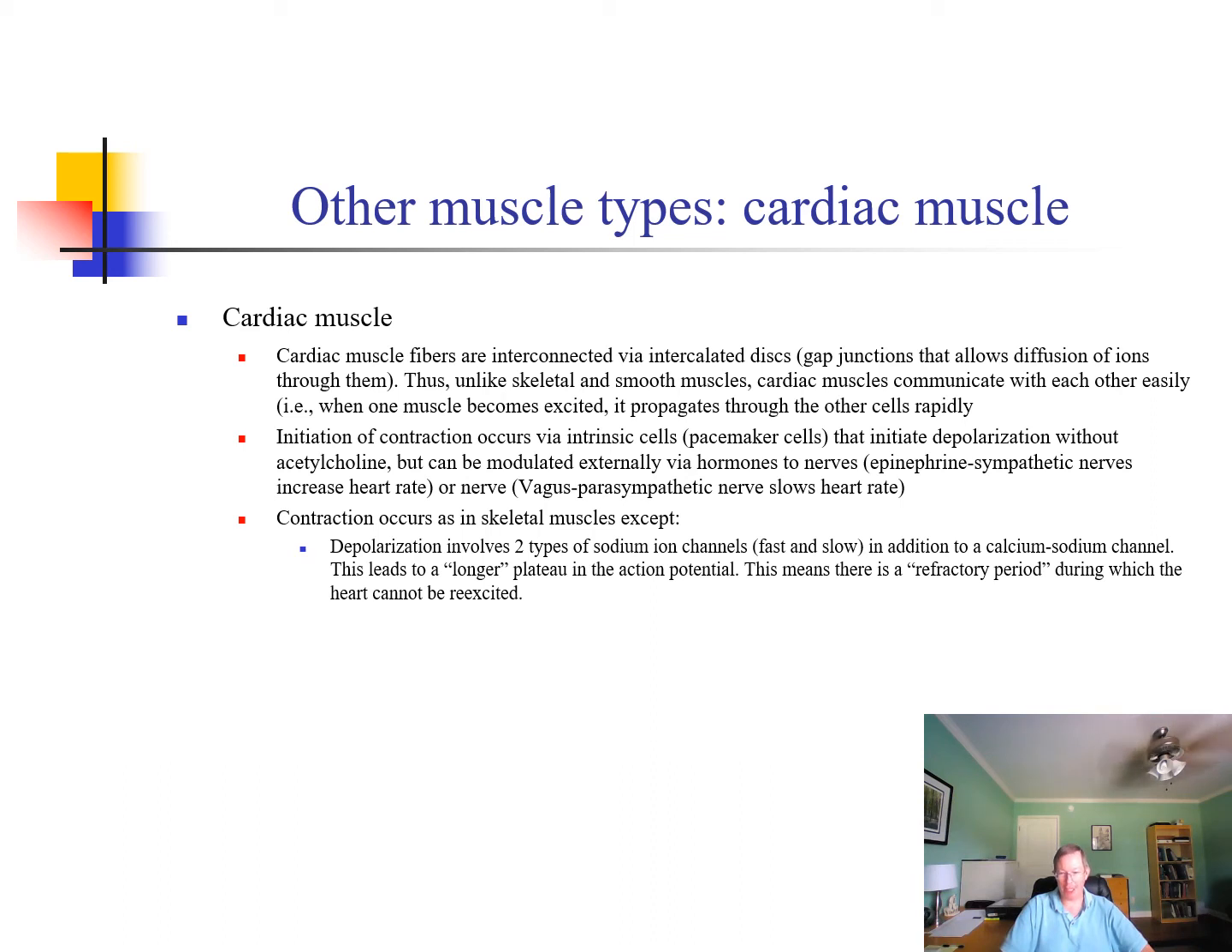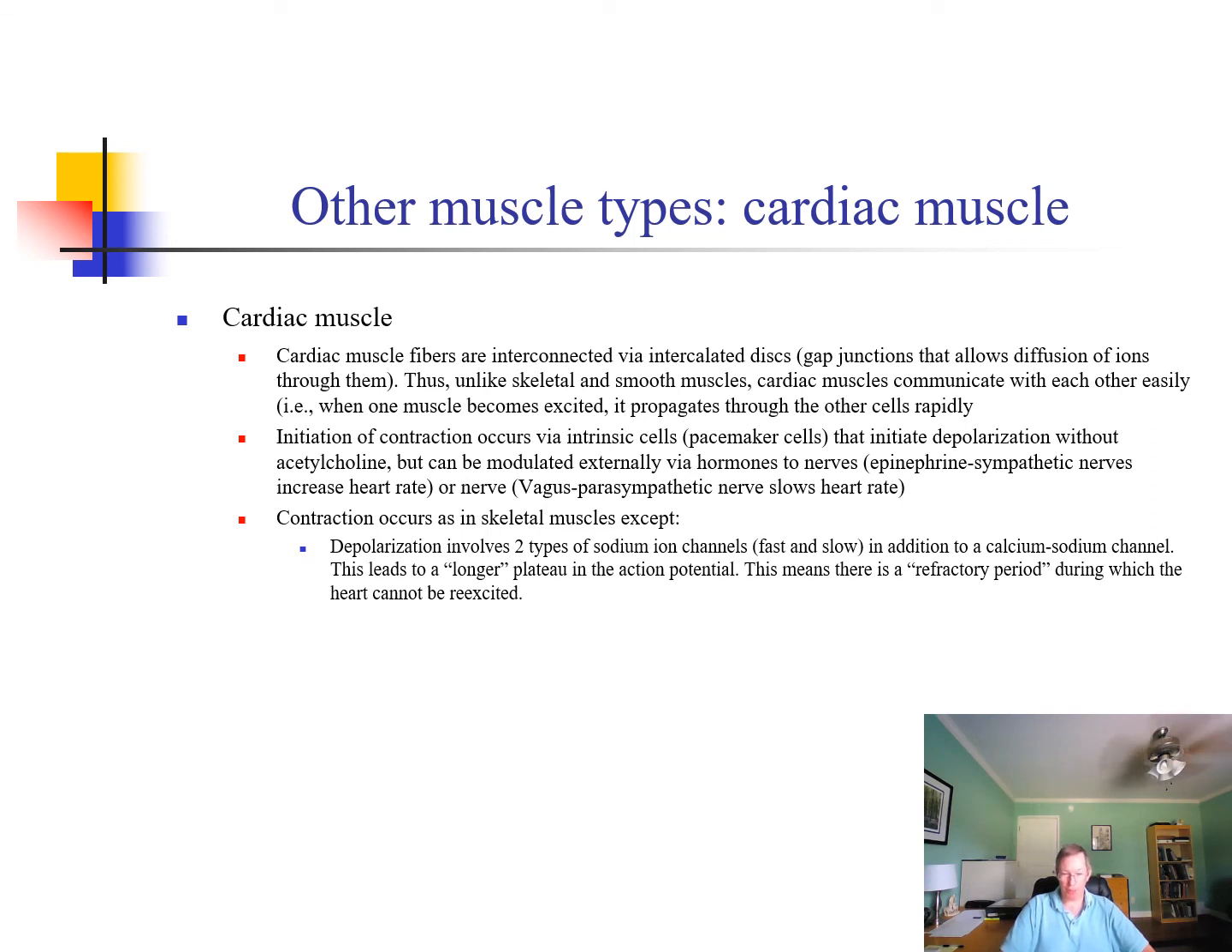They initiate that depolarization. There's no acetylcholine. They just simply open up their channels and this happens. I can modulate that through the sympathetic nervous system to increase the heart rate, or the parasympathetic nervous system to slow the heart rate. I also have other pacemaker cells in different parts of the heart in case those SA node pacemaker cells for some reason don't work or their signal gets blocked.